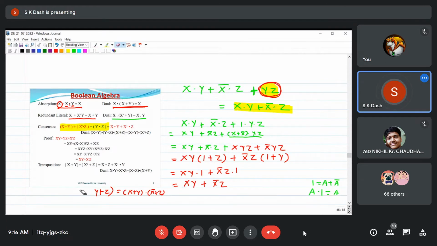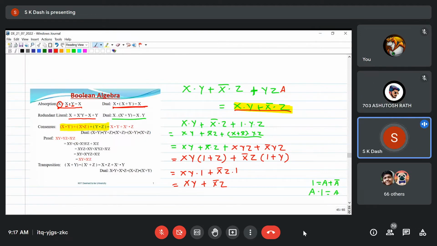Now let us go for another question. Now suppose, apart from yz, I write a. So will this expression be true? Just see this derivation and try to find out. Apart from yz, if some other variables are there, will that expression be true? Yes, it will be true. Why? There won't be any effect. Here a will come, here a will come.